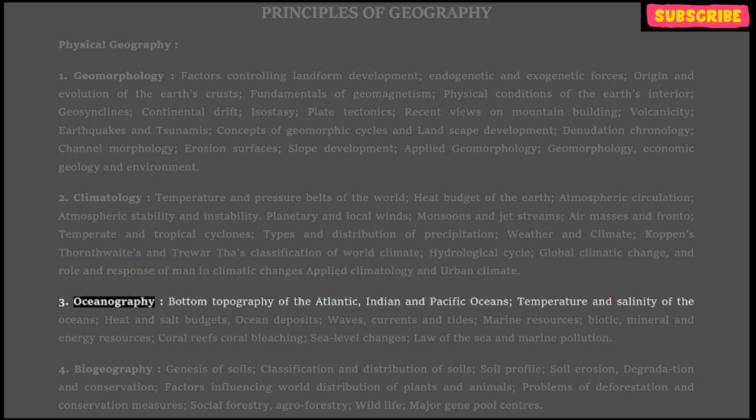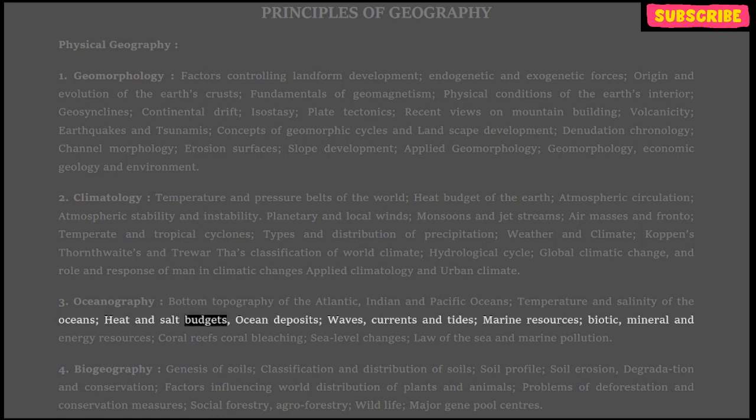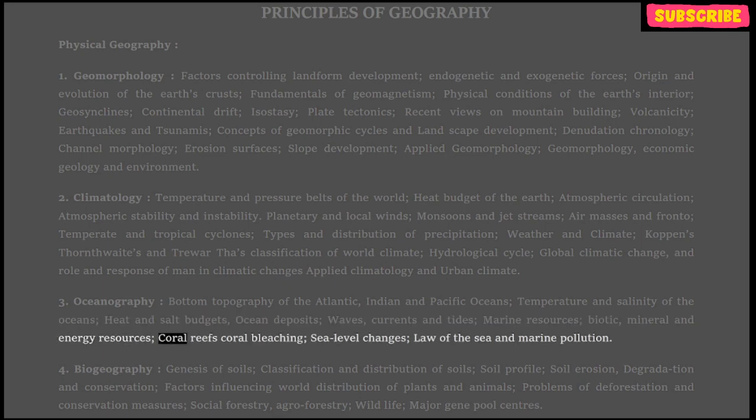3. Oceanography. Bottom topography of the Atlantic, Indian and Pacific Oceans, temperature and salinity of the oceans, heat and salt budgets, ocean deposits, waves, currents and tides, marine resources, biotic, mineral and energy resources, coral reefs, coral bleaching, sea level changes, law of the sea and marine pollution.